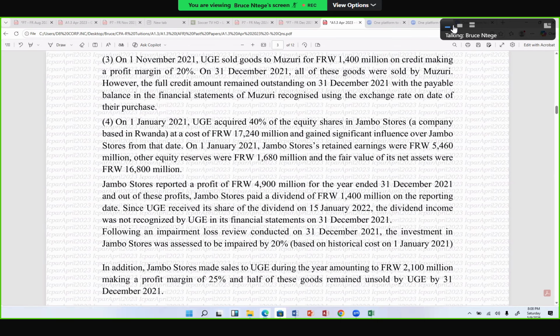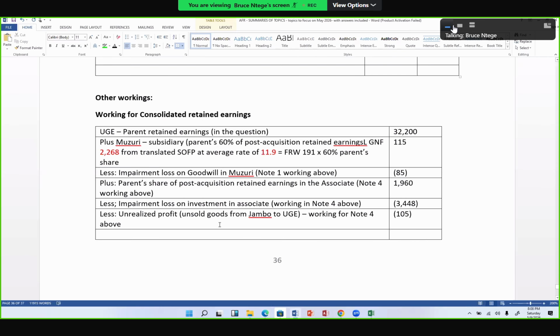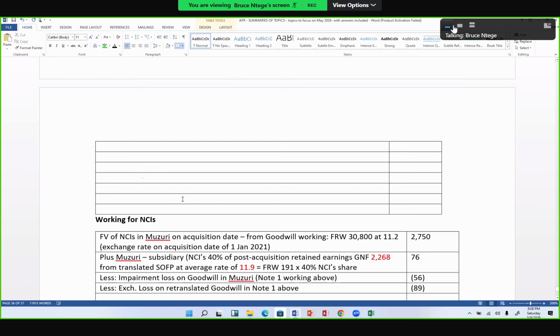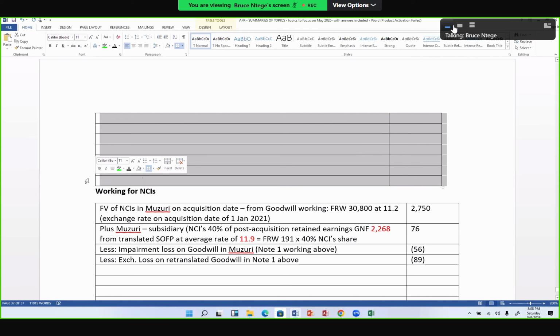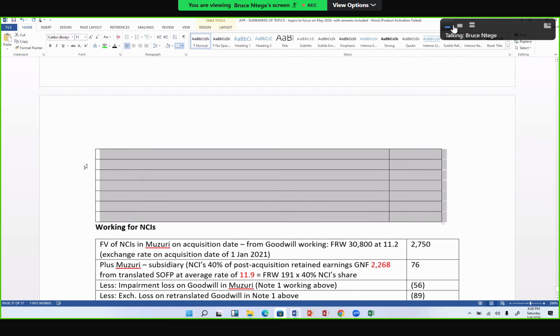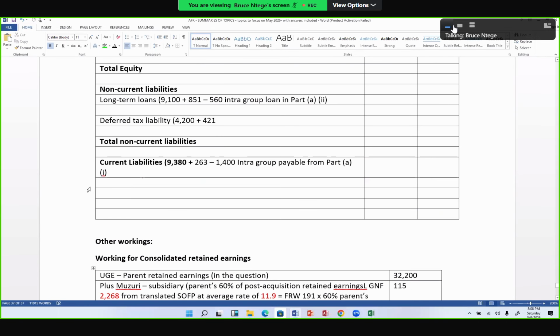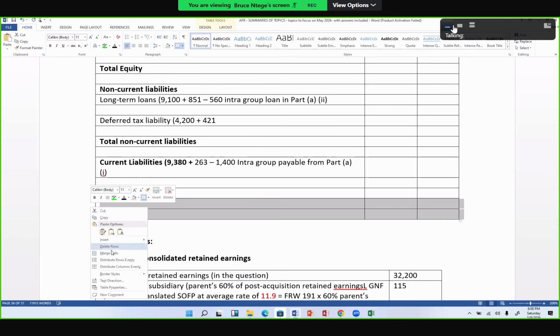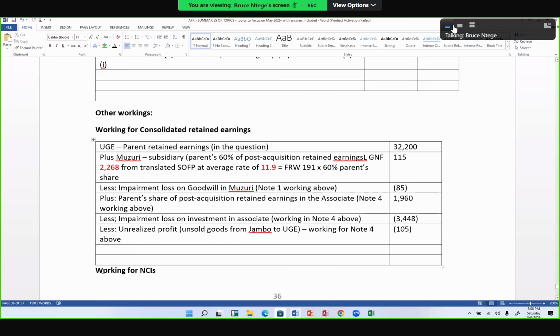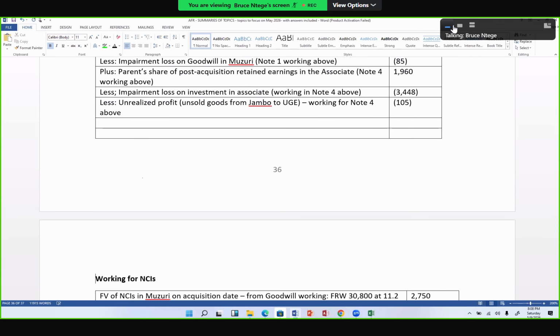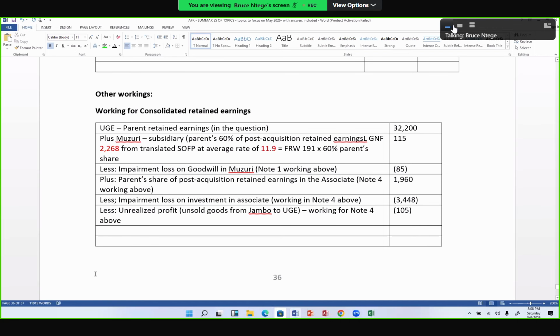So let's just go now to complete the workings that we had started for the consolidated retained earnings and also the working that we had started for the non-controlling interest, and then we are done with those workings as well. I just want to pick this to ensure that you can see it on one line. I'm going to start with the consolidated retained earnings. In this case, therefore, I'll need a calculator.